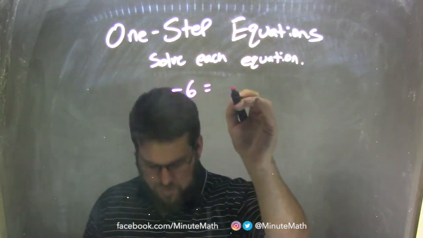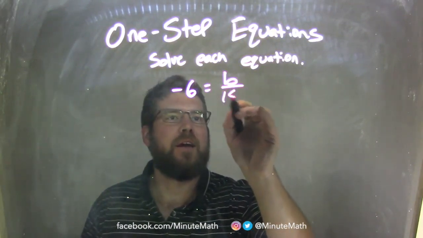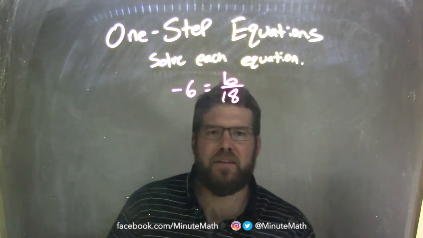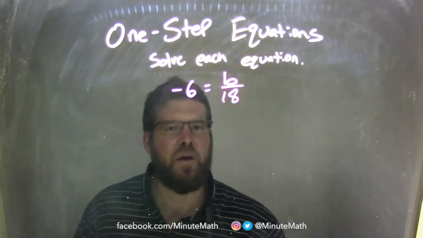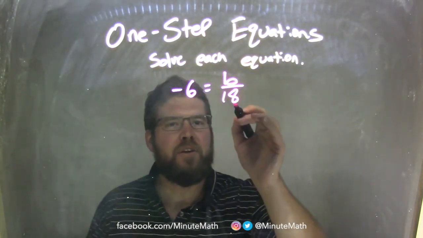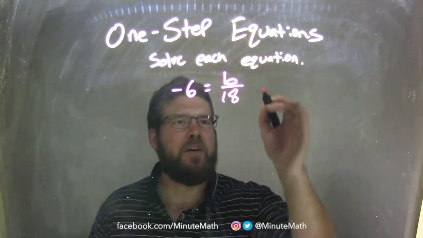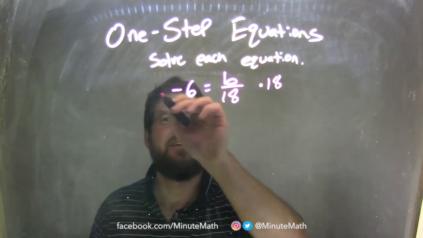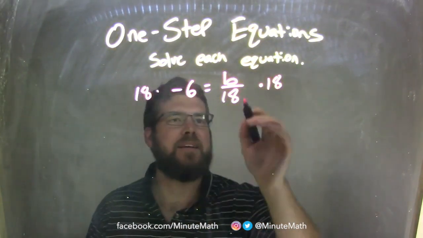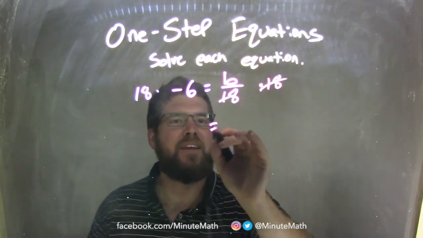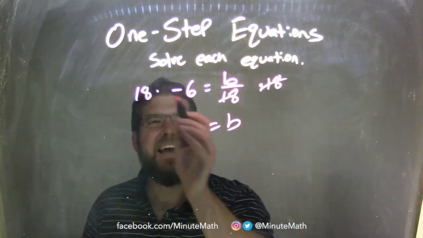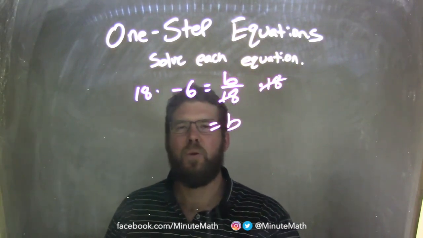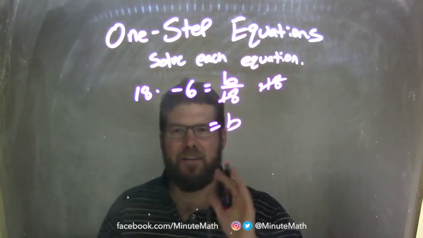Negative 6 equals b over 18. Okay, so negative 6 equals b over 18. Well, that's division here. So the opposite of division is multiplication. So I'm going to multiply by 18 on both sides. That cancels these 18s, and I'm left with b here. But really, what's 18 times a negative 6? Well, negative times a positive is going to be negative, so we know that.